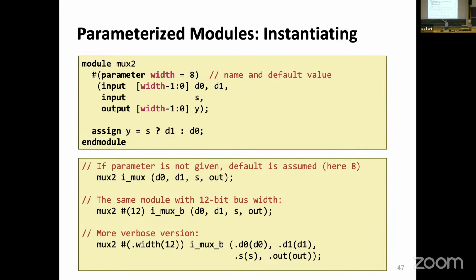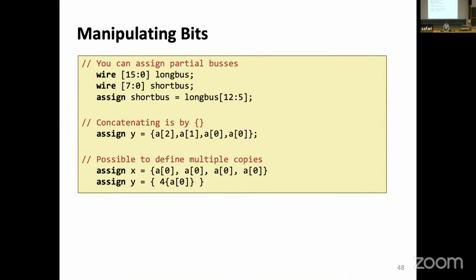But the more verbose version is, hey, hash, the parameters, width should be 12, I max B, D0 should be D0, D1 should be D1, S should be S, out should be out, is a much, much better way of writing it. Now, I have a few minutes more to say how we can make assignments.